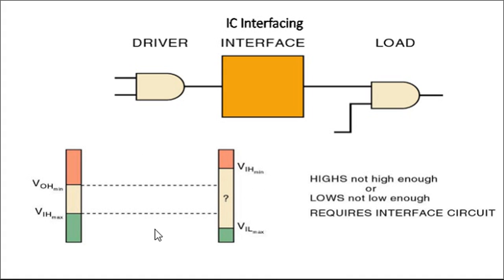In the second case, this is the driver and again it is the load. If you see here the VOH value and VIH value, and here the VIL value and VOL. Highs are not enough or lows are not enough. This requires an interfacing circuit. In the second condition, we require the interface.